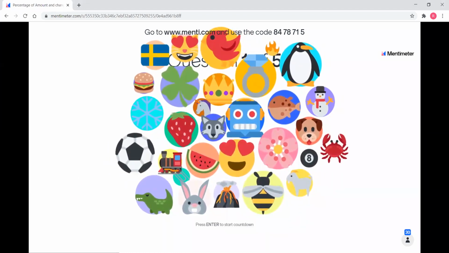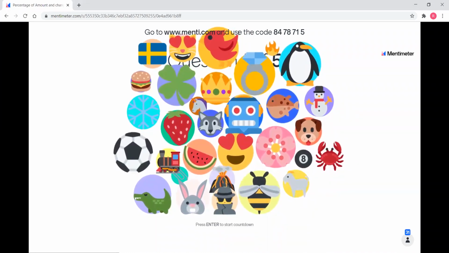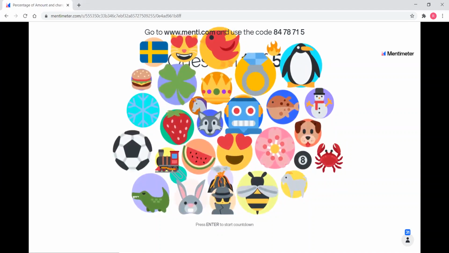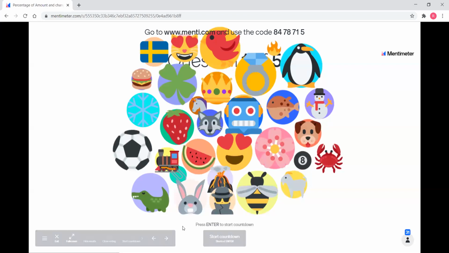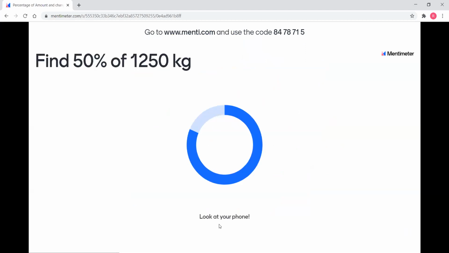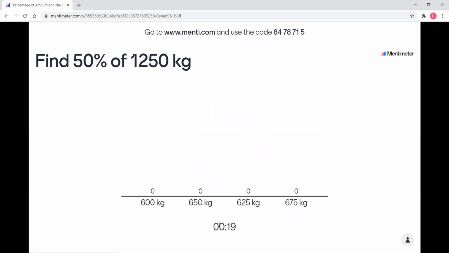Okay, 28, 29, 30, 31. Good, well done. We are 38 in here. Is that it? Is that everyone? Okay, so 31 joined. Thank you. I'm going to press enter. Find 50% of 1,250 kilograms.